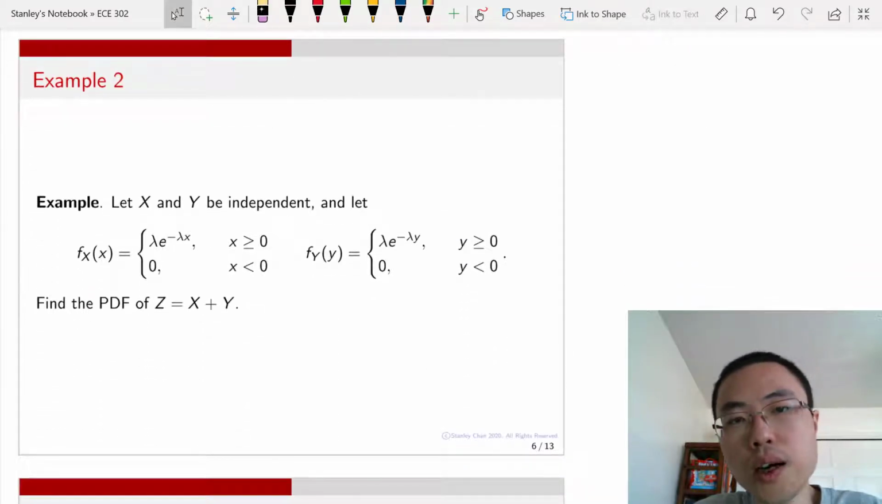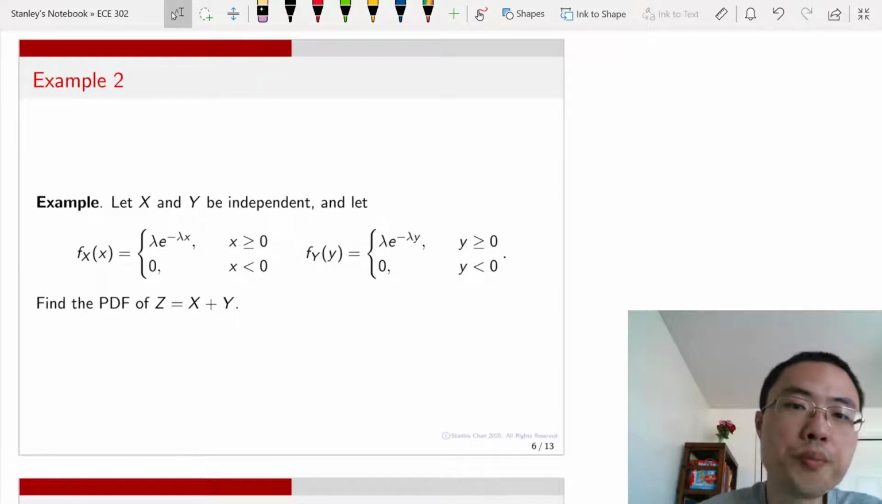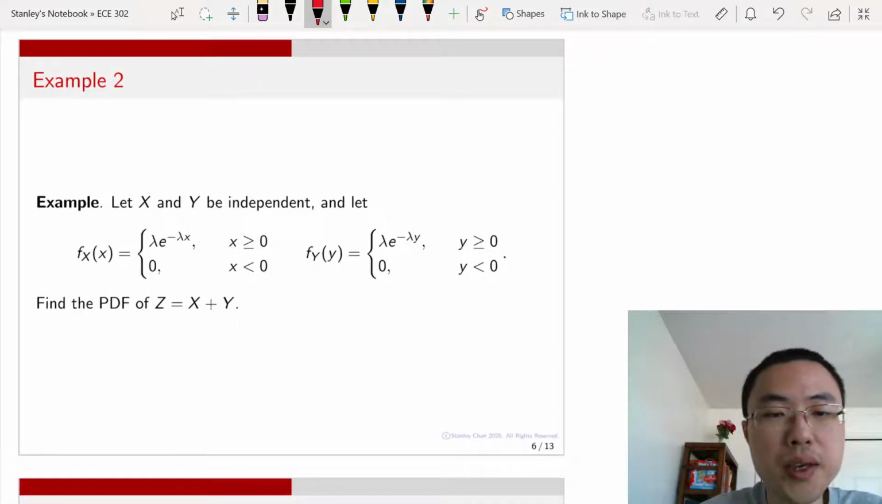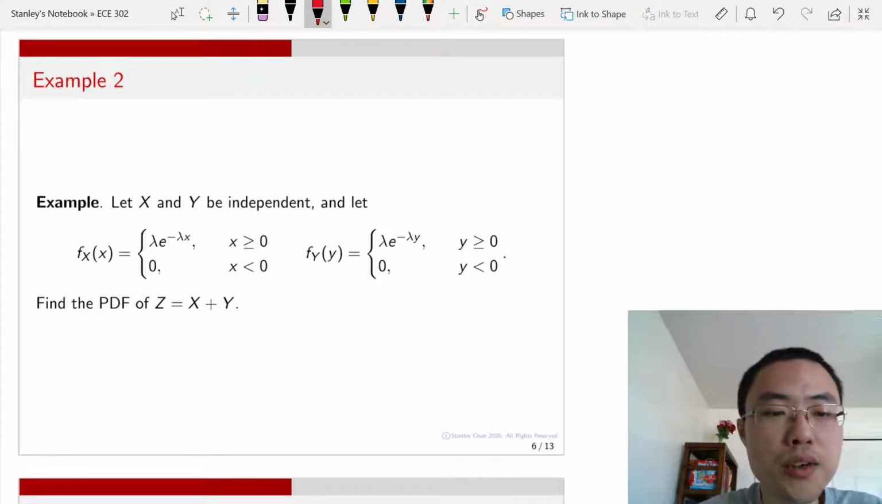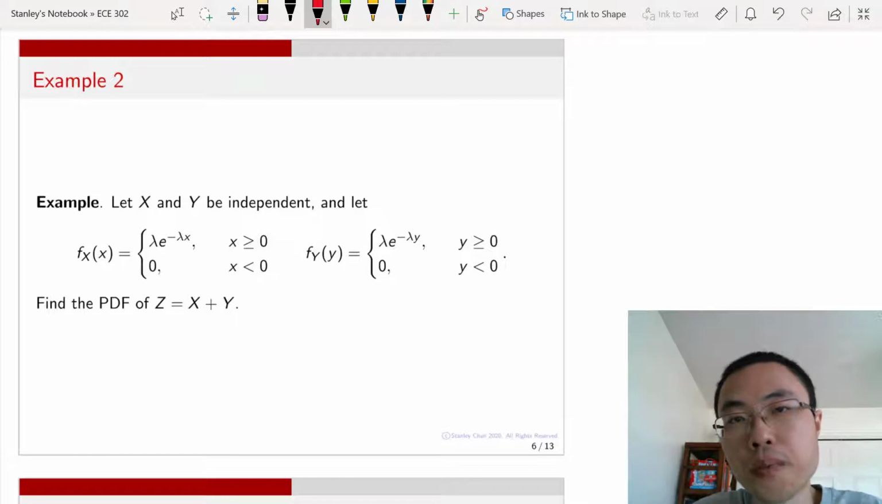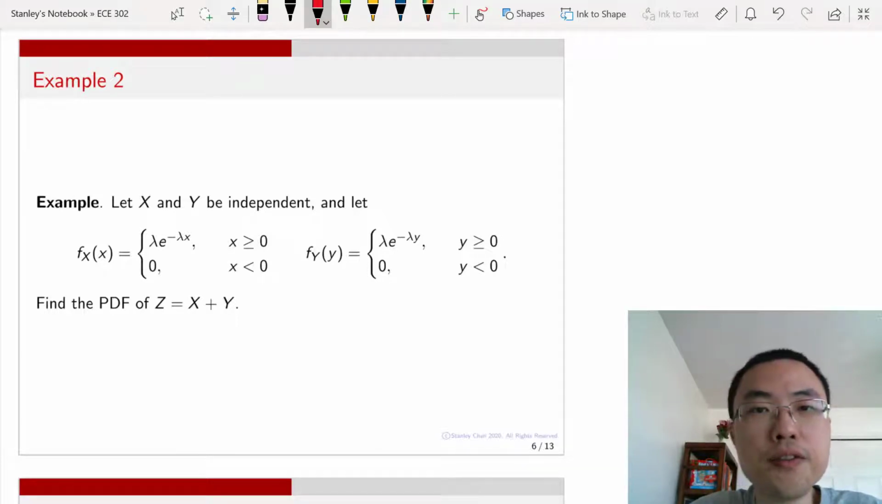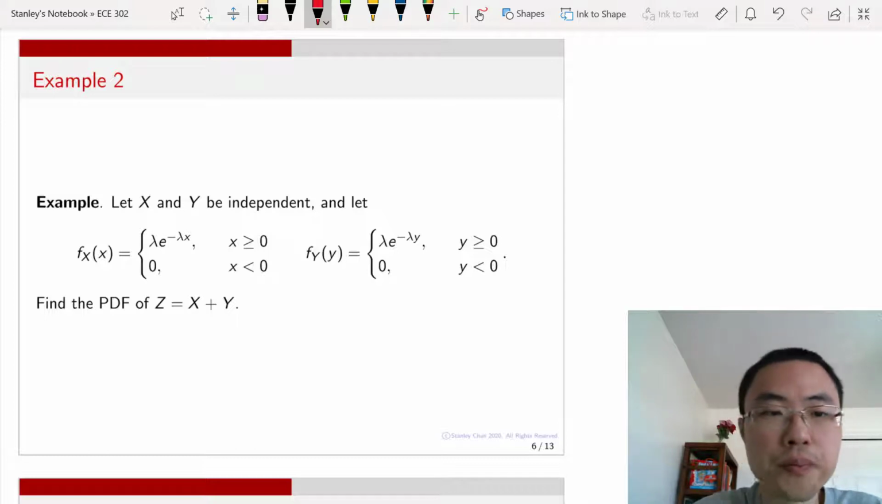Let's work on a slightly more difficult problem. In this case, I have a pair of independent random variables with individual PDFs given as follows. I want to find the PDF of z equals x plus y. Now we know how to do this problem using convolution, and I believe that you have suffered doing this exercise. Now I want to show you a shortcut using the characteristic function.